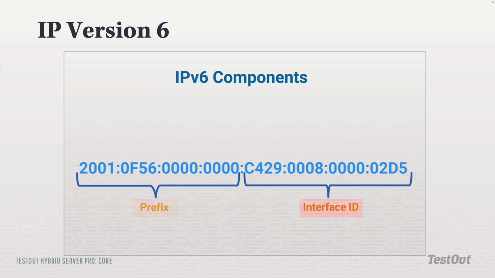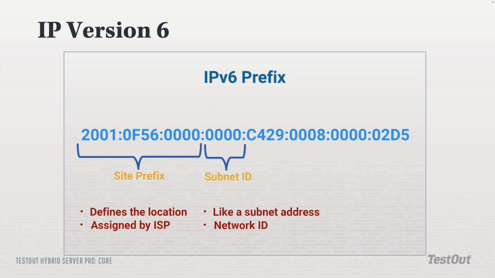Here we're showing where it has that prefix like we talked about. This is going to be the more regional area on the left-hand side, and then our interface ID based on the MAC address is on the right side.